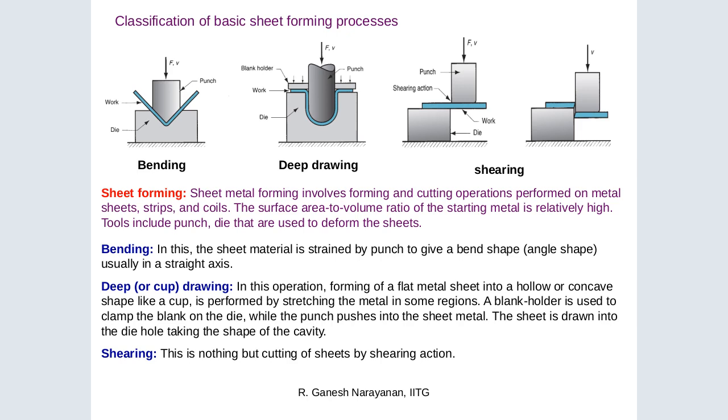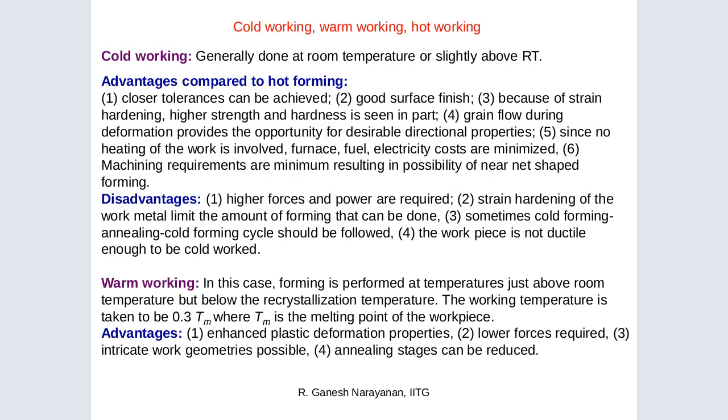And then shearing. What is shearing? This is nothing but cutting sheets by shearing action. You can see the way it is done. Maybe we have an upper die and a lower die, a punch and a die. So when the punch is hit down, it cuts the surface. So that is shearing.